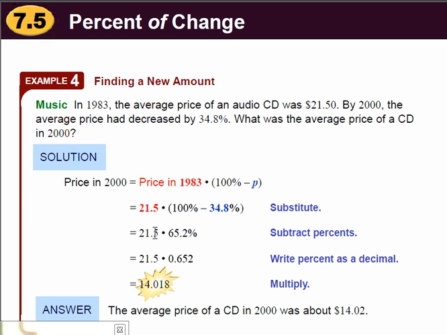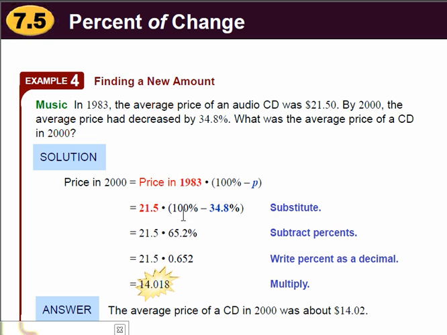So we end up with $21.50 multiplied by 65.2%, or we can change that to the decimal. And when we do, we get about $14.018. The average price of a CD in 2000 was about $14.02.